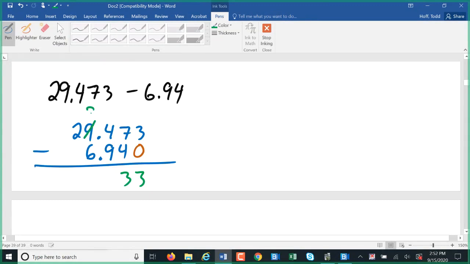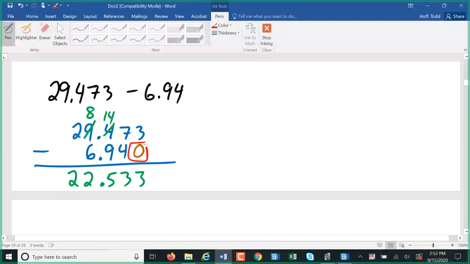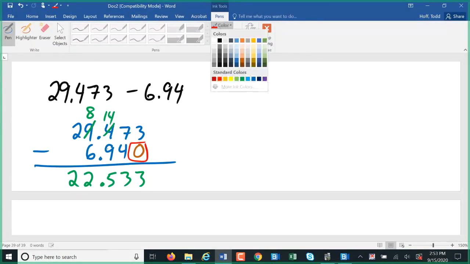So we borrow from the 9. This is 8, and this is 14. Notice again, the decimal point did not affect my borrowing. 14 minus 9 is 5. Again, we bring the decimal point straight down. 8 minus 6 is 2, and then we have the 2. Now in this case, the missing decimal place was in the second number, the number being subtracted. It didn't affect us so much.